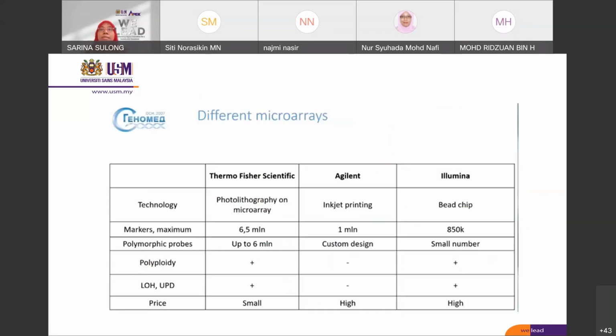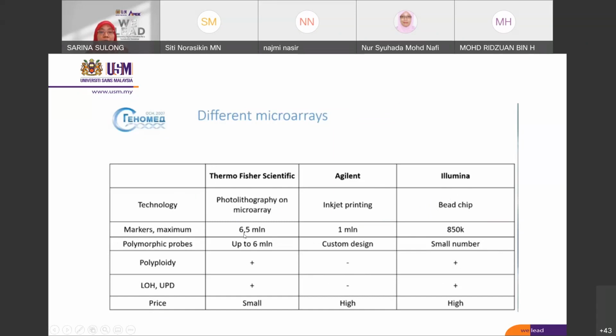So this table shows some of the differences between microarrays manufactured by Thermo Fisher, Agilent, and also Illumina. It will be good to understand the purpose of the study, and then you may know which type of microarray is suitable for your study. It is interesting to know that both microarrays from Thermo Fisher and Illumina can detect loss of heterozygosity and also UPD, but Agilent arrays cannot. Okay, and then it depends on the markers.